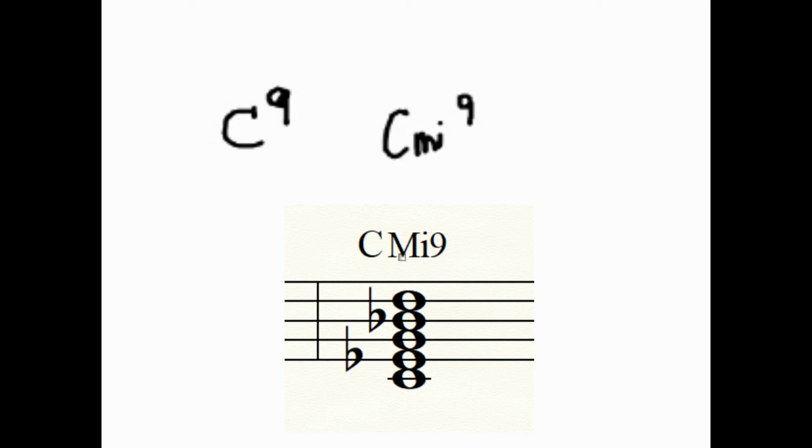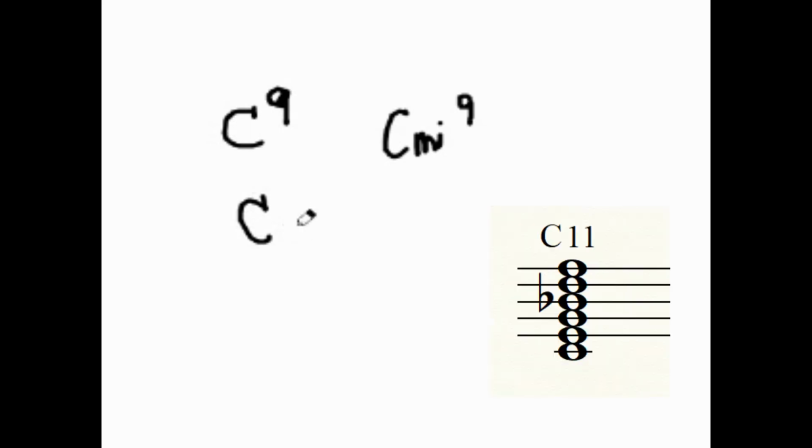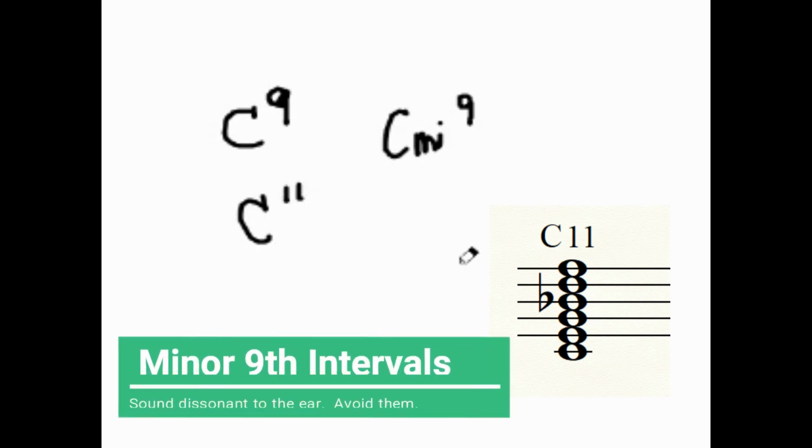Okay, we can add the 11th, let me show you. Now the 11th, you can have a C11 chord, but what happens is the E, or the third of that chord, is going to clash with the 11th, and I'll show you. You can hear this. These two notes are a minor ninth away, the third and the 11th.